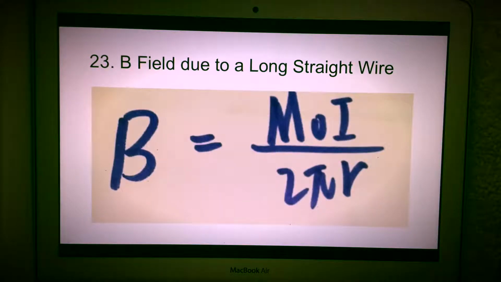Number 23, B field due to a long straight wire. The magnetic field due to a long straight wire is around the wire. The formula is mu 0 I over 2 pi r. Mu 0 is the constant and I is the current in the straight wire. And r is the distance to the long straight wire.